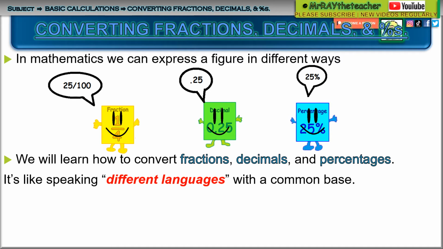It's like speaking different languages with a common base. As you can see, we've got the number 25, 25, 25, but here we've got a 4 and a 1. So what's this all about? We're going to learn a bit about that coming on.